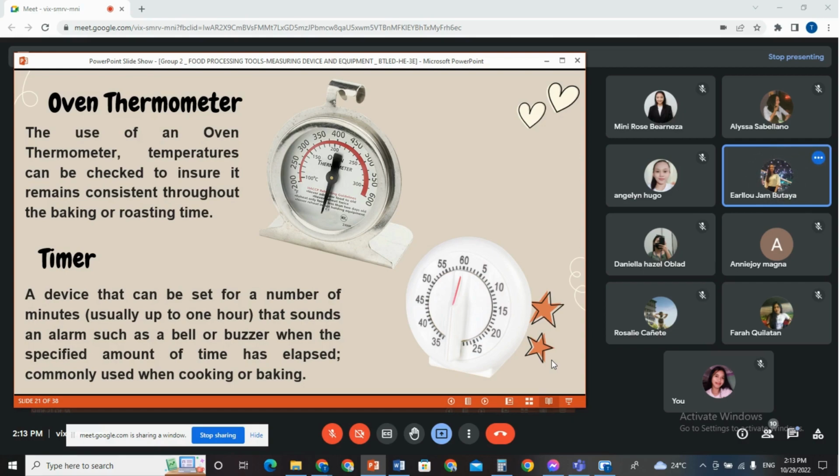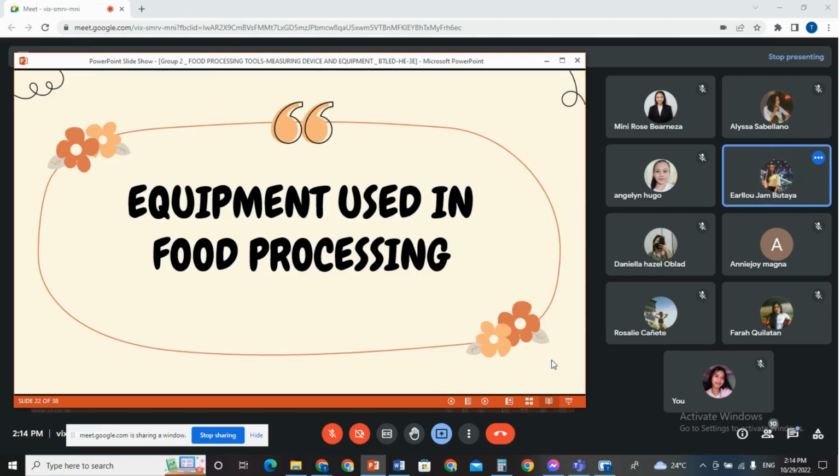So what is the use of a timer in cooking? So a kitchen timer is an appliance for keeping track of cooking over an extended period of time. So a timer is really helpful, no, because it allows you to walk away from the stove, or to walk around and tend to other things or other tasks. So a good timer shouldn't just tell you when your time is up, but also it should clearly communicate how much time you have left. So that's all. Next. Equipment used in food processing.